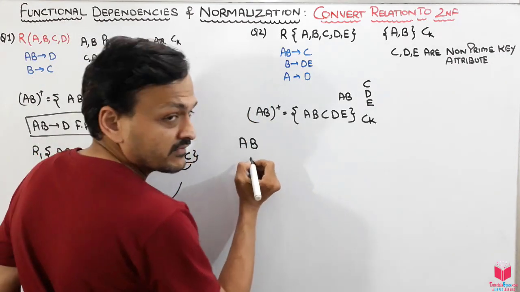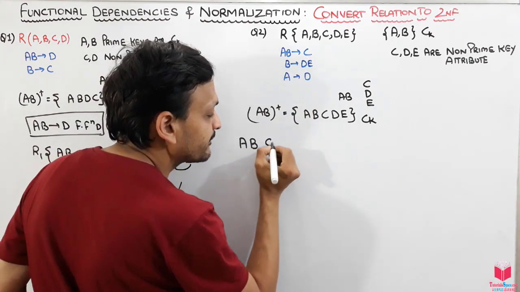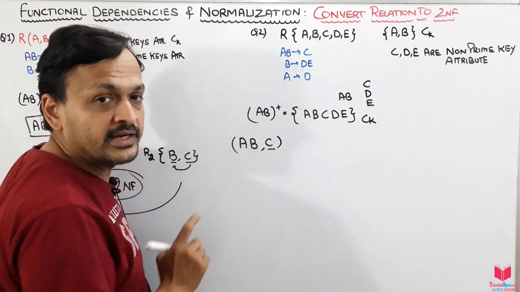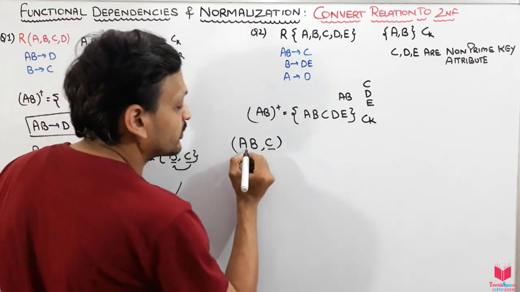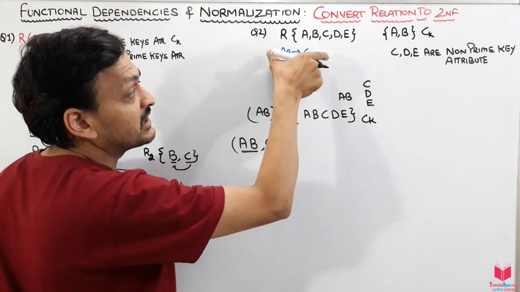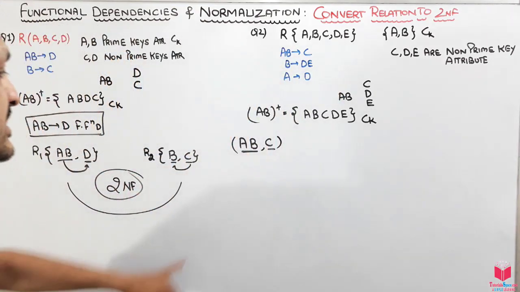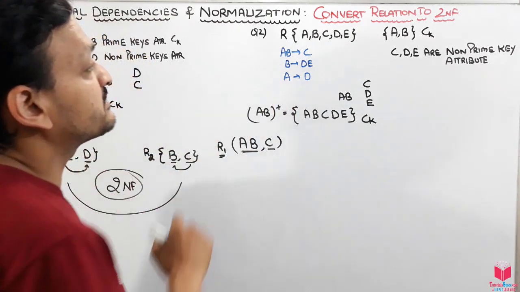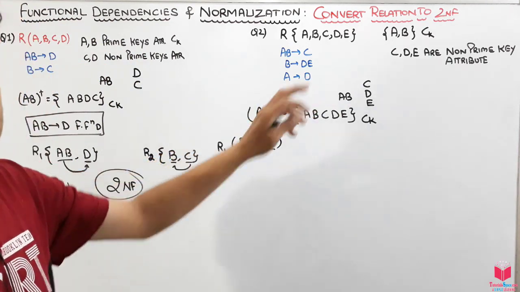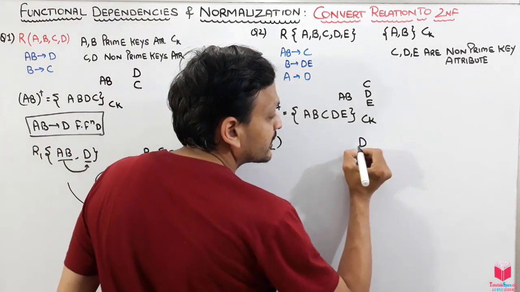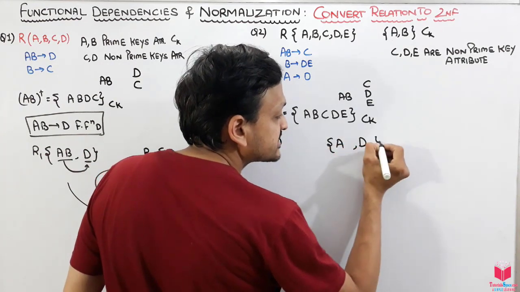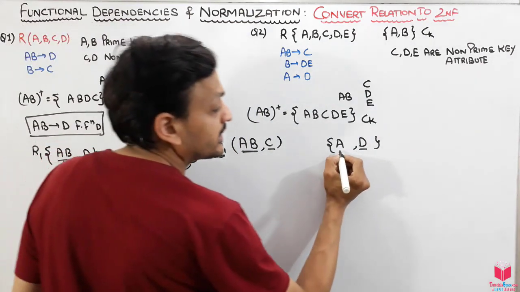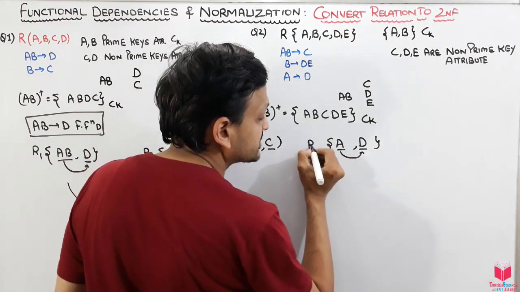Let's take AB in one table with C, which says that C is a non-prime key attribute which is fully functionally dependent upon the prime key attribute. The value of C is completely dependent on AB values, which satisfies the second NF form. In the next relation, there is B, D, E or A, D. So we will take D first here. D is combined with A, which says that D is a non-prime key attribute which is fully functionally dependent upon A's value. Okay, that is relation 2.